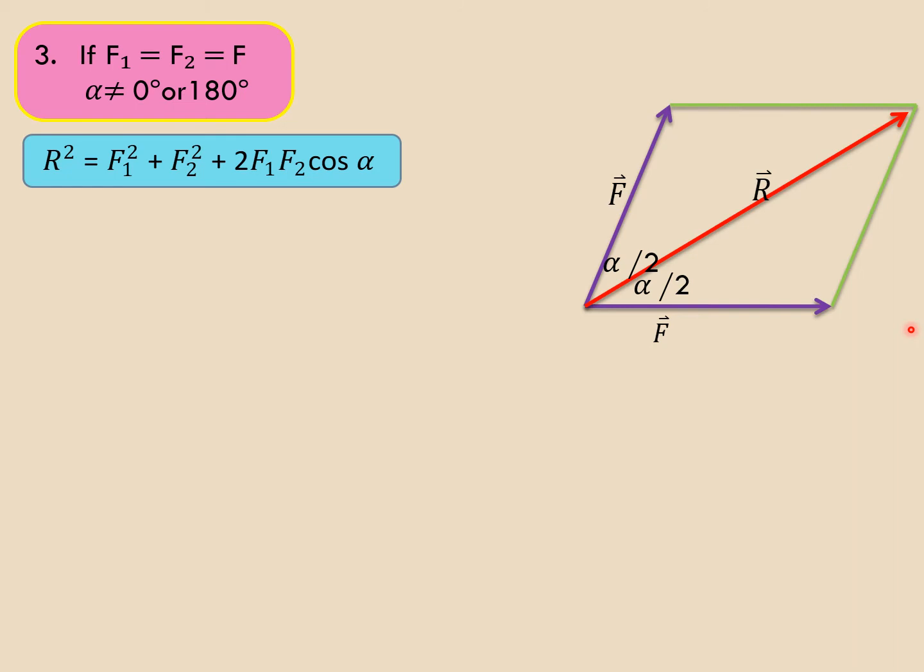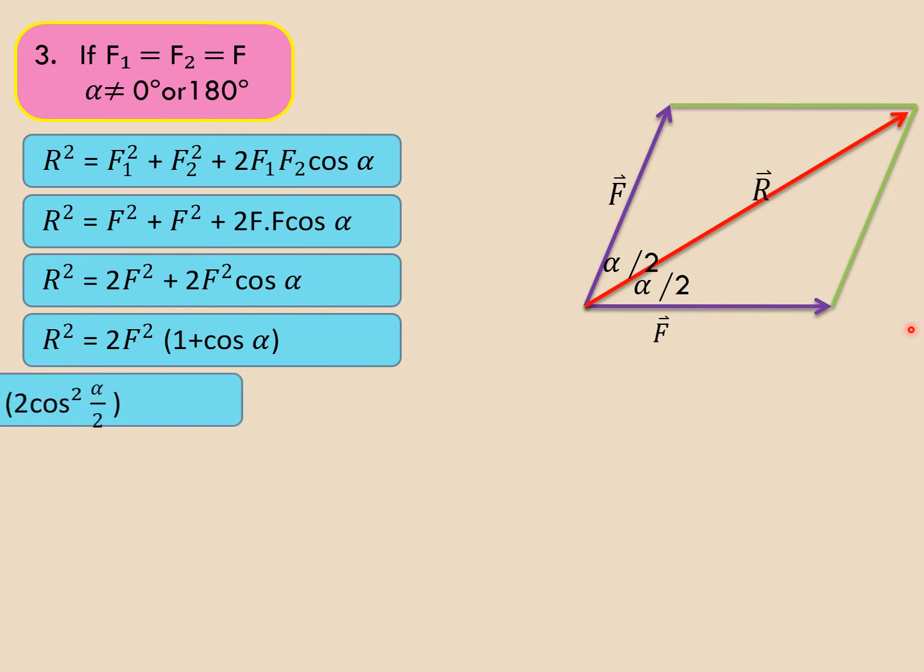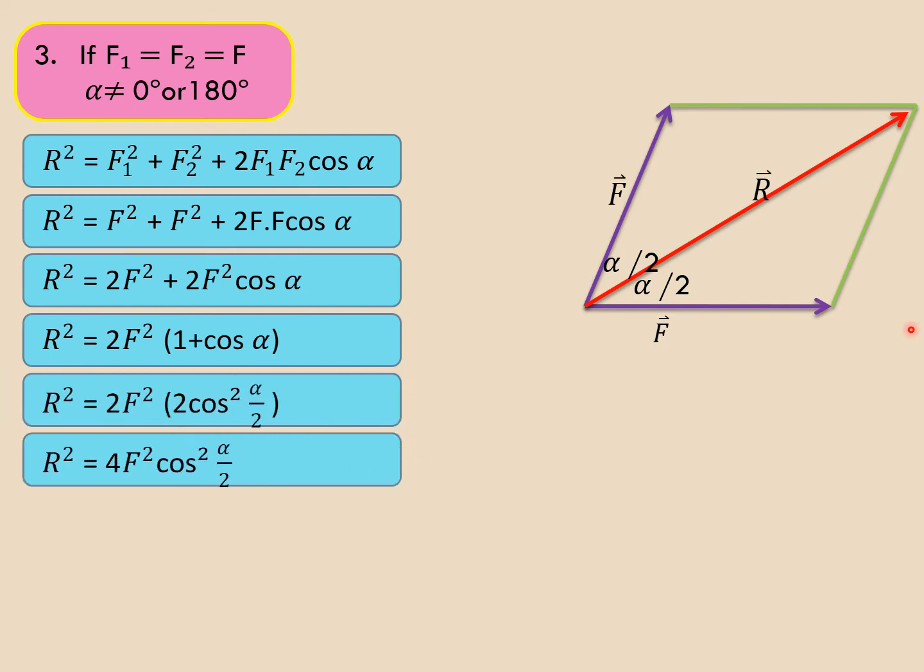And R square equals F1 power 2 plus F2 power 2 plus 2 F1 F2 cosine alpha. By substitution, you will find, this is the proof of the rule, that R equals 2F cosine alpha over 2. This is the important rule: R equals 2F cosine alpha over 2 if F1 and F2 equal F, and theta in this case equals alpha over 2.